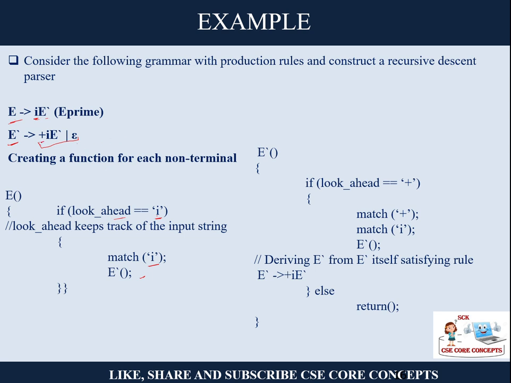First it tries to match plus. If it matches plus, then go for plus I, and again it calls itself, that is E prime, recursively. Either this rule will be applicable or that rule will be applicable. If your lookahead does not match here, you go to the else part with a return, meaning epsilon. So you return to the calling function. Who has called E prime? That is the E function, so you return back to E.